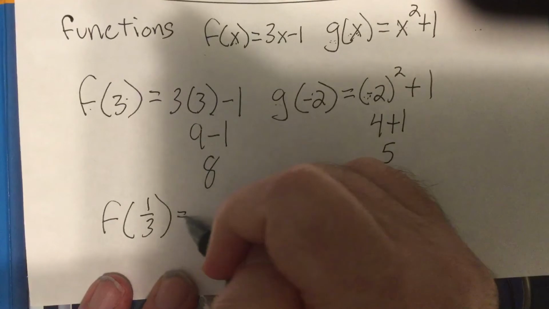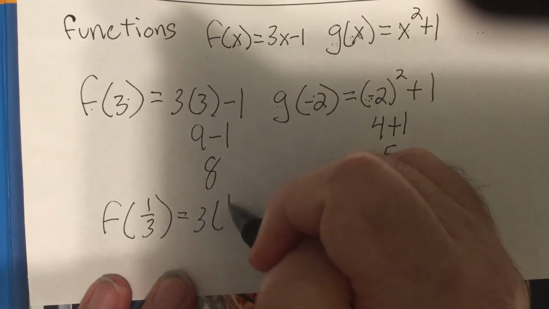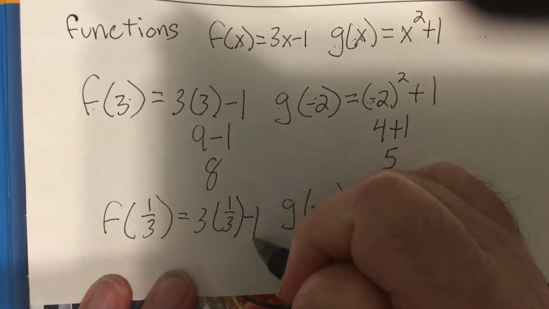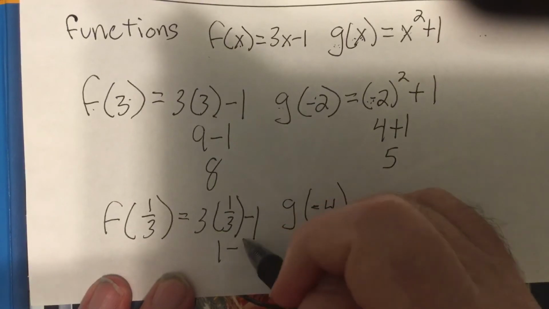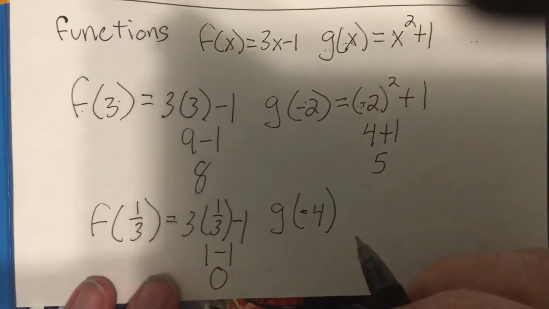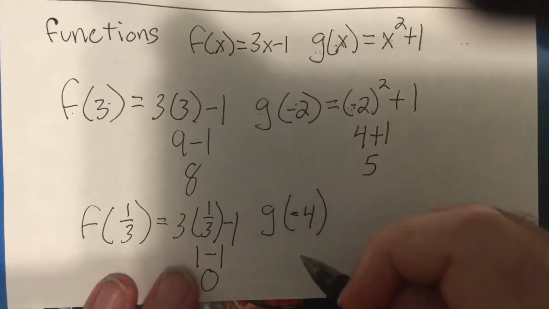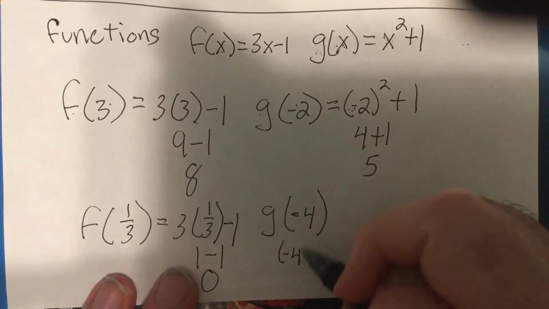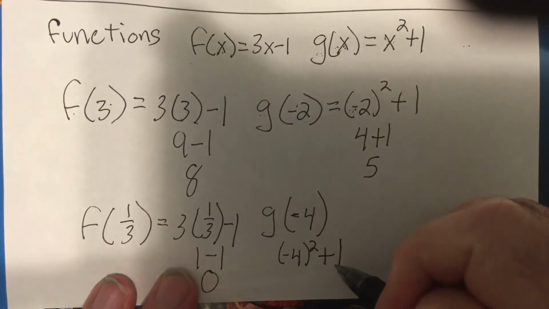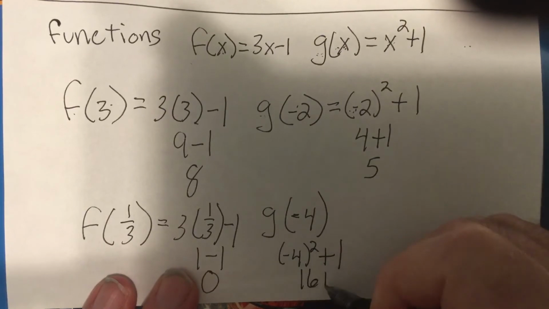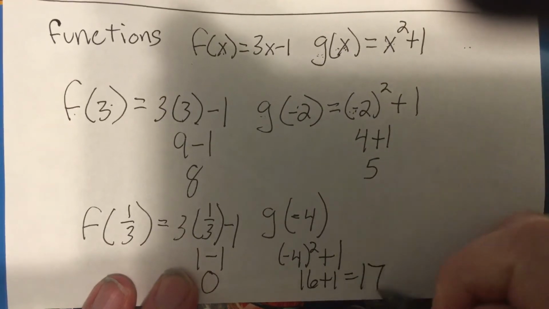Okay, good. So we'd have 3 times 1/3 minus 1. That would be 1 minus 1, which is the big zip. -4 in for g, so that'd be -4 squared plus 1. So it'd be 16 plus 1 is 17.